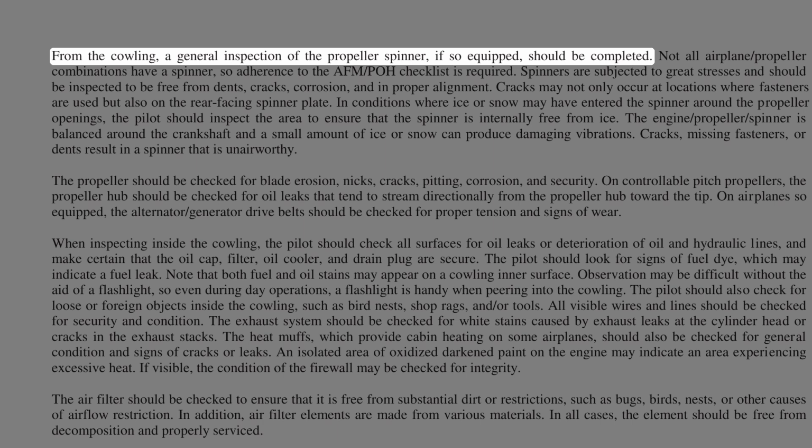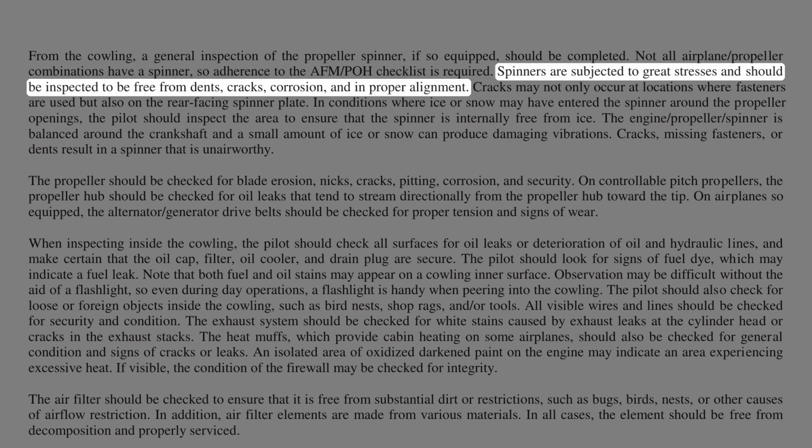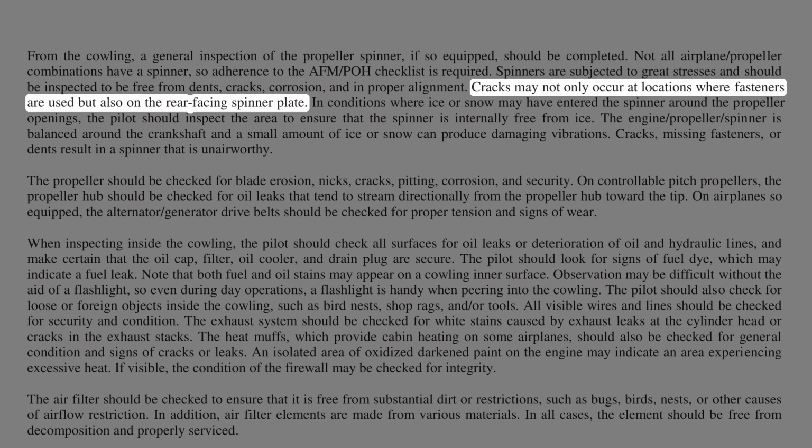From the cowling, a general inspection of the propeller spinner, if so equipped, should be completed. Not all airplane, propeller combinations have a spinner, so adherence to the AFM/POH checklist is required. Spinners are subjected to great stresses and should be inspected to be free from dents, cracks, corrosion, and in proper alignment. Cracks may not only occur at locations where fasteners are used but also on the rear, facing spinner plate.